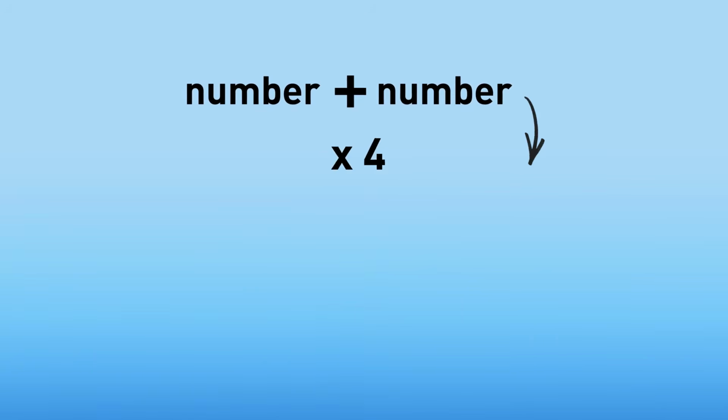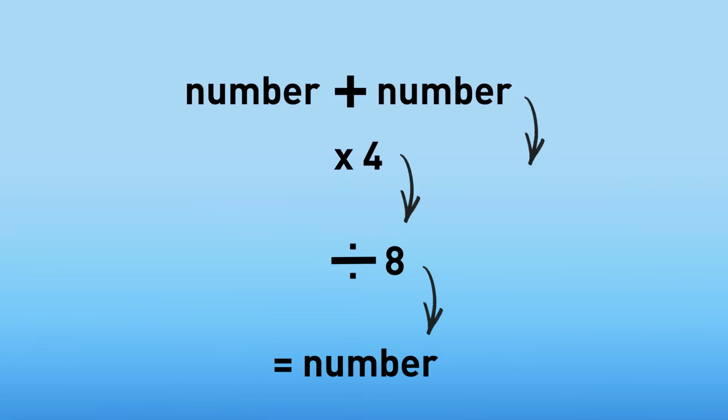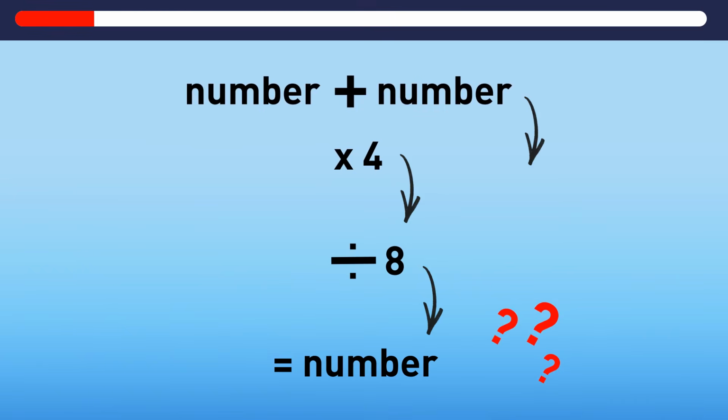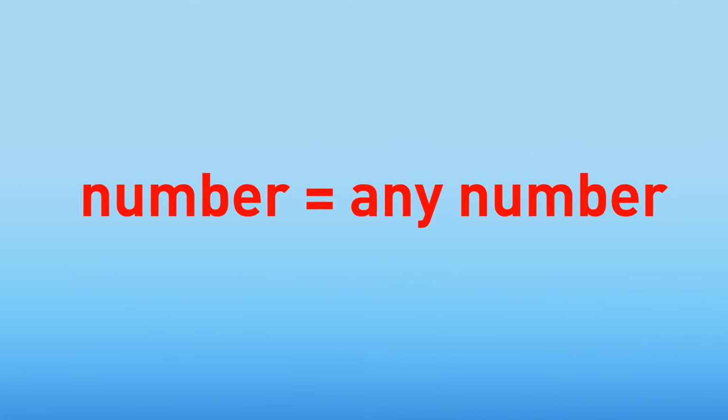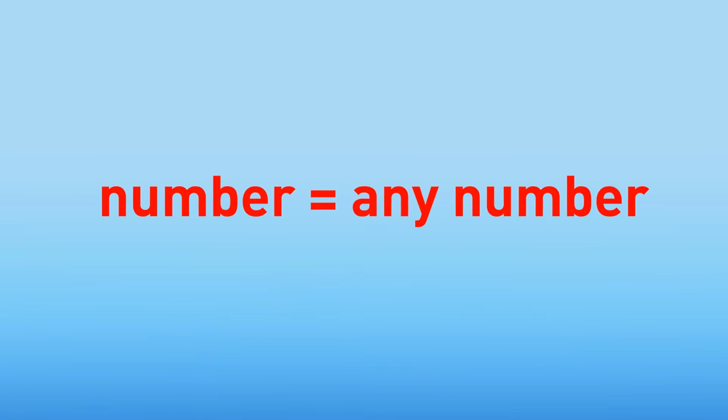Add this number to the same one and multiply the result by 4. Then divide it by 8 and you'll have the very first number again. What number is it? It can be any number. You can try it out to make sure.